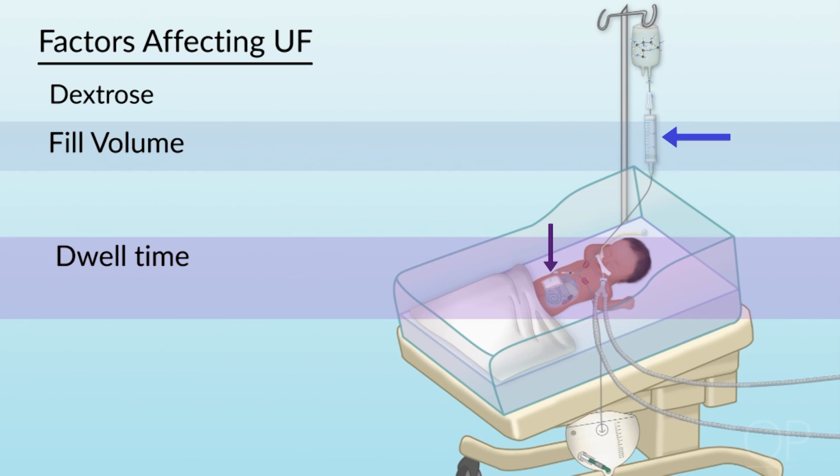If you want to decrease ultrafiltration, so if you're removing too much fluid too quickly and you're worried about hemodynamic instability, then you can decrease the dextrose concentration, decrease the fill volume, and decrease the dwell time.